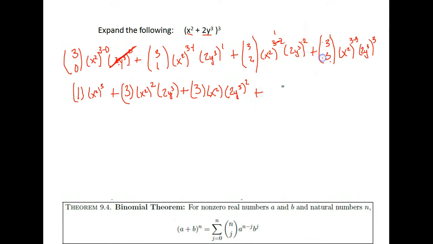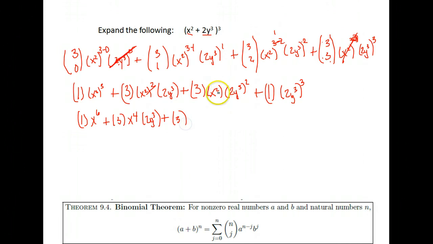Plus, 3 taken 3 at a time is just 1. X squared to the 0 power. 3 minus 3 is 0. And then times 2y to the 3rd to the 3rd. Okay, let's simplify a bit more. So here we have 1 times x squared to the 3rd. You multiply exponents here. So 2 times 3 would give me a 6th power. Plus 3 times, again, 2 times 2 gives me x to the 4th. Okay, and then times 2y to the 3rd.